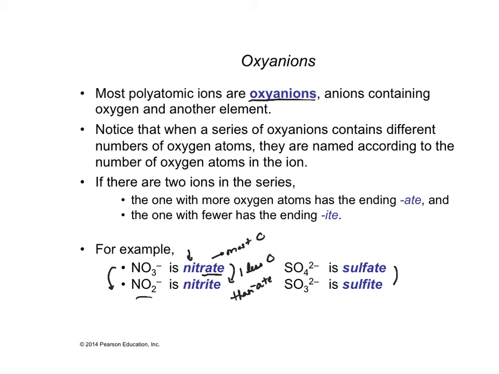Same thing for sulfate and sulfite. If I memorize sulfate, I know that sulfite just has one less oxygen than that. Okay, so that's the groups that only have two of the oxyanions in the series.